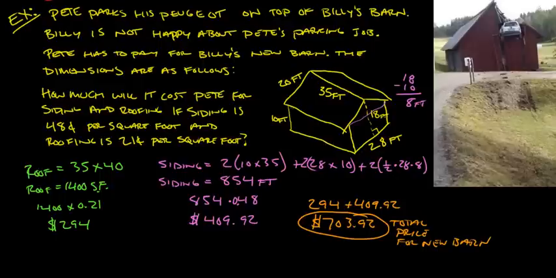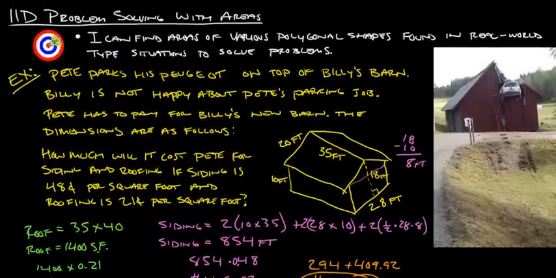So anyway, with all that here, we should now be able to say that I can find areas of various polygonal shapes found in real-world type situations to solve problems.